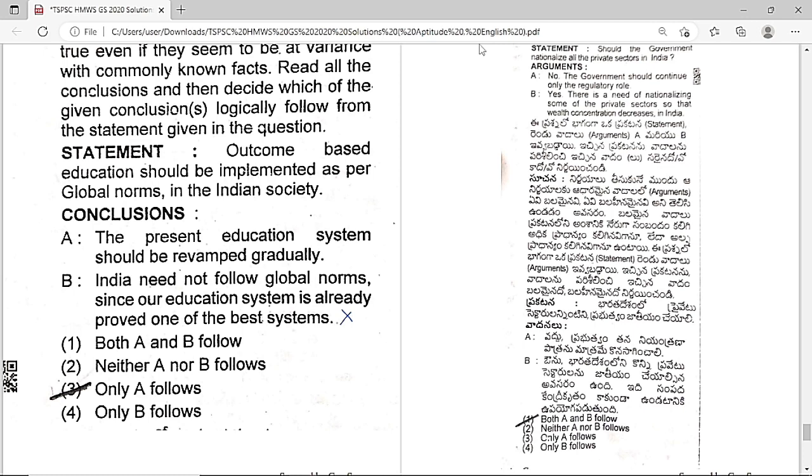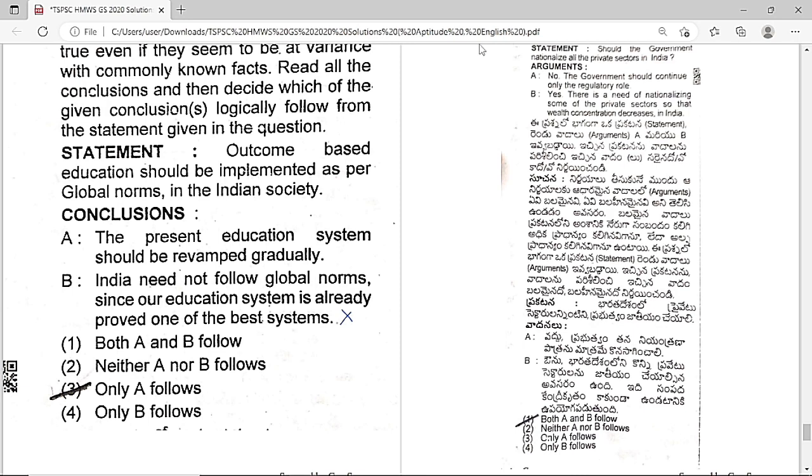So no need to discuss whether improvement is right or wrong, because the statement itself is telling that outcome-based education should be implemented as per the global norms in the Indian society. In the statement itself they are saying that we need to implement the global norms of education in the Indian society. The statement itself is telling it is a true statement. So what is the conclusion? So what is the conclusion that we can make?